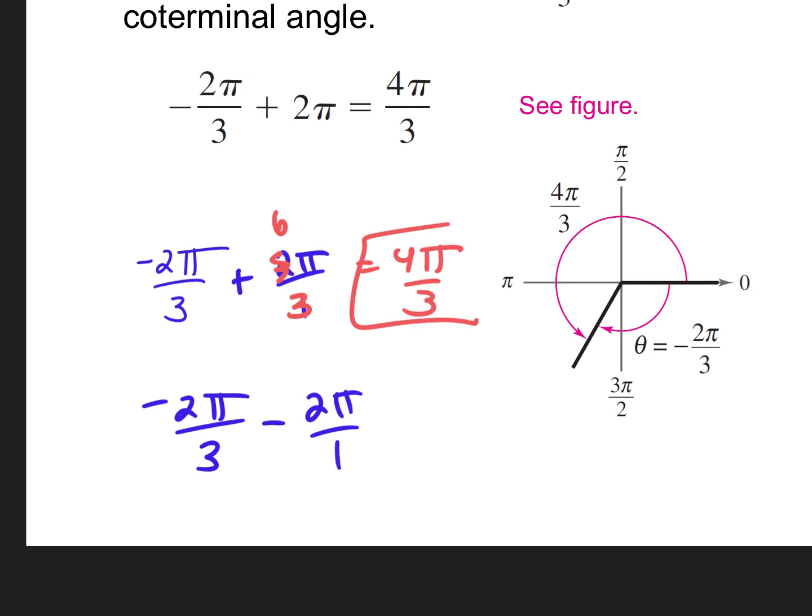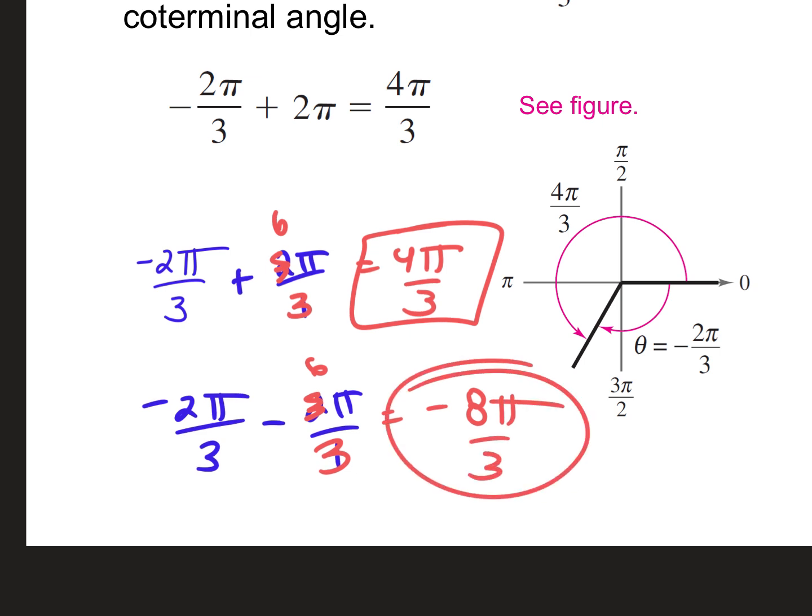Is that positive? Okay, we're good. Now let's find the negative one. Now I'm going to subtract a whole circle. What's your common denominator again between 3 and 1? 3, so multiply the bottom by 3, then the top. So negative 2 minus 6 is negative 8 pi over 3. One positive, one negative. Pretty simple? Okay.